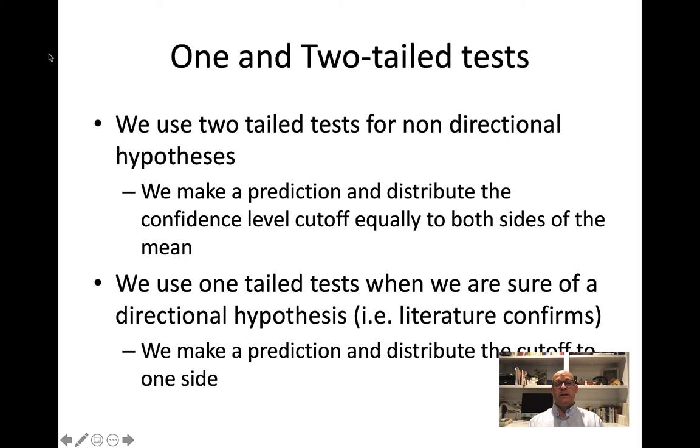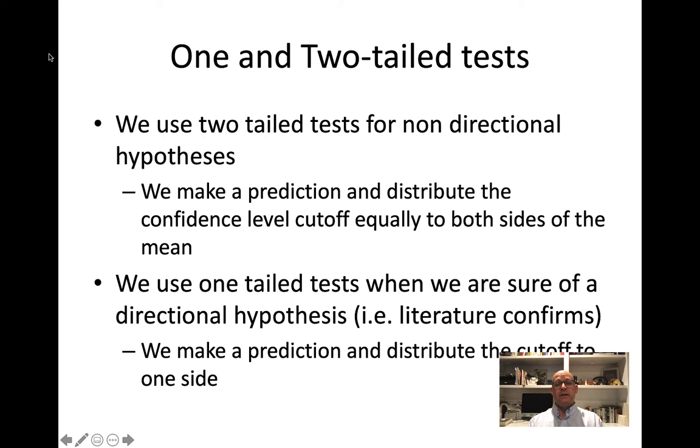So for that reason, most of the time, even though we might have a directional hypothesis, most scientists will use a two-tailed test, a non-directional hypothesis, and it makes it a little bit harder to reject the null hypothesis, a little bit more strenuous or difficult to support a research hypothesis.